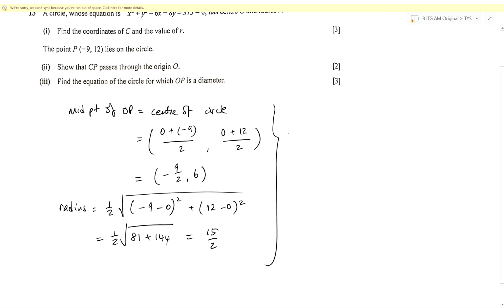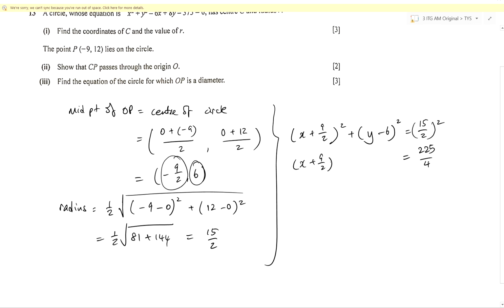So combining this information, the equation of a circle will be x plus 9/2. We change the sign for this, square it, plus y, again change the sign, minus 6, square it. You get 15/2, and we square this. All we need to do right now is to evaluate to the 225/4. Over here we can expand and simplify, and our final answer would be x squared plus y squared plus 9x minus 12y equals to 0.